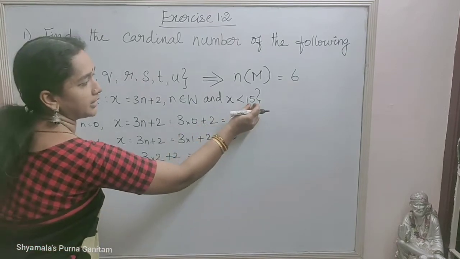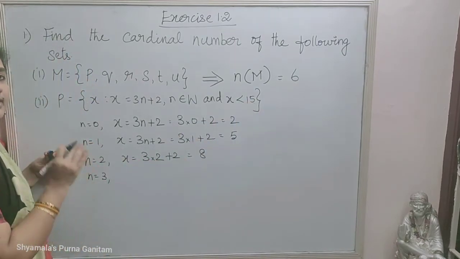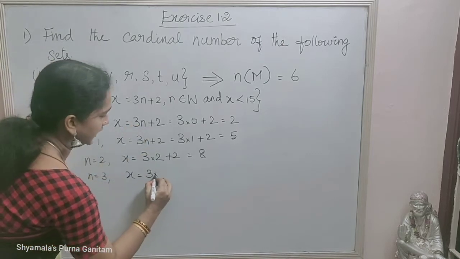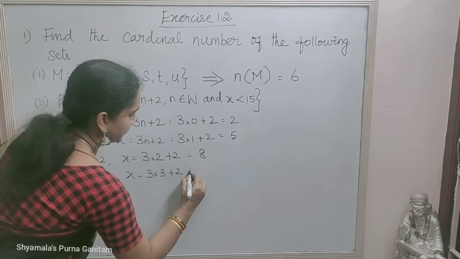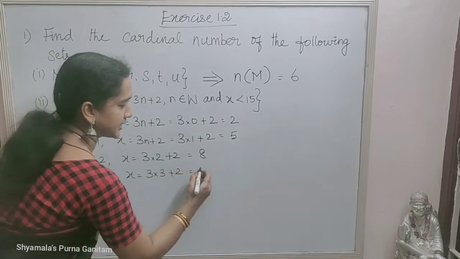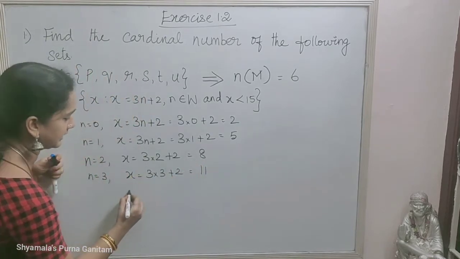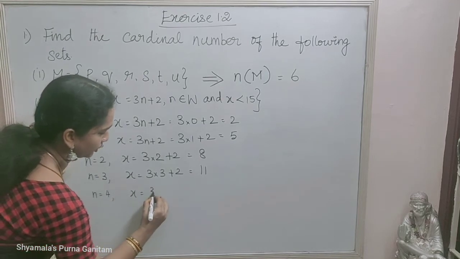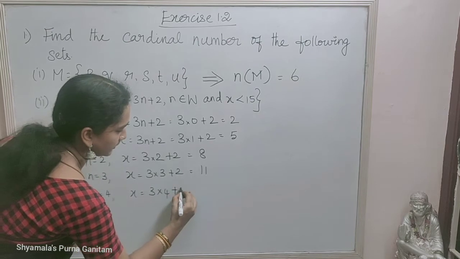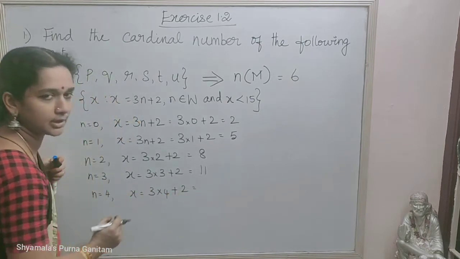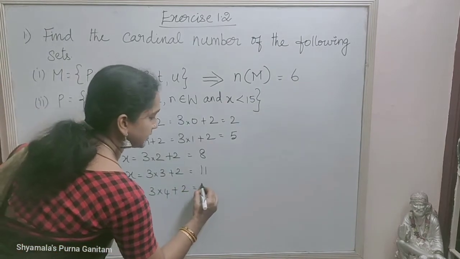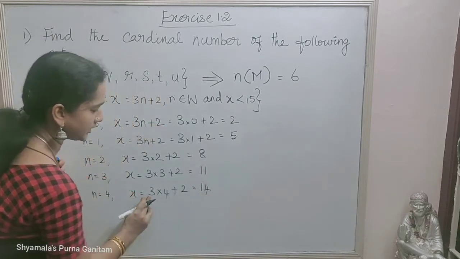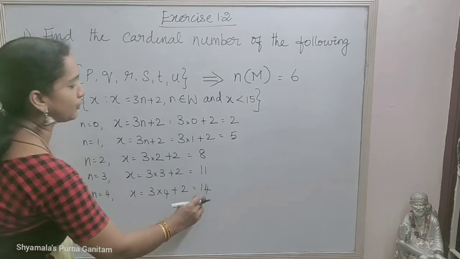So till when do we have to continue? Till we get an x value less than 15, we have to continue. So x is equal to 3 into 3 plus 2. 3 threes are 9, 9 plus 2 is 11. This is the next element. Then n is equal to 4. So x is equal to 3 into 4 plus 2. 3 fours are 12, 12 plus 2 is 14.